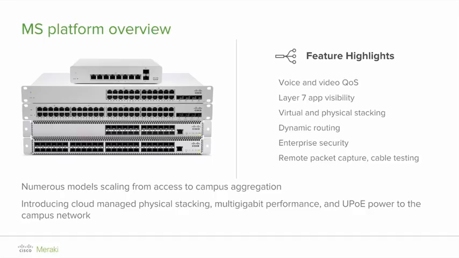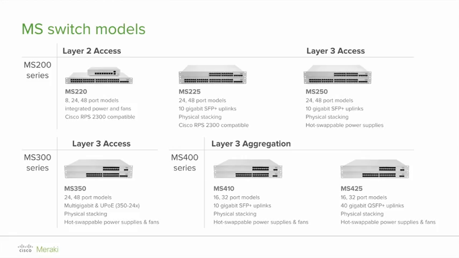Numerous models scaling from access to campus aggregation, including cloud-managed physical stacking, multi-gigabit performance, and universal power over Ethernet for the campus network. MS switch models. Let's have a look at our Layer 2 access switch, the MS220. It comes in 8, 24, and 48 ports, integrated with power and fans, and is also compatible with the Cisco RPS 2300.